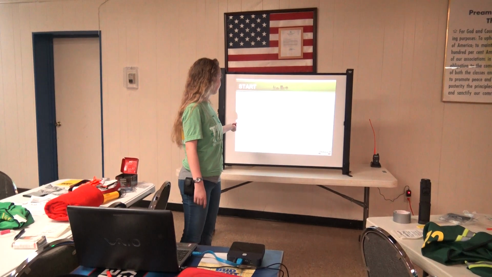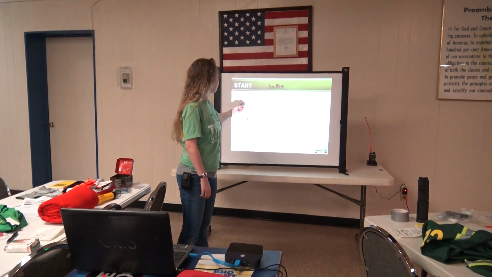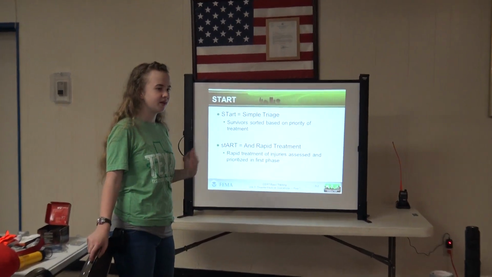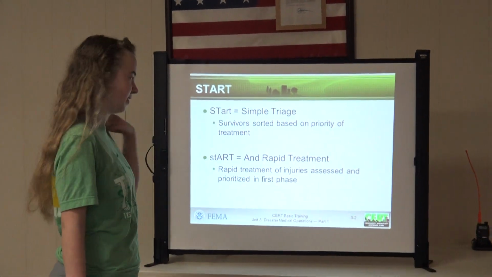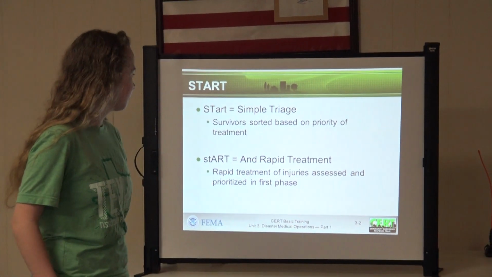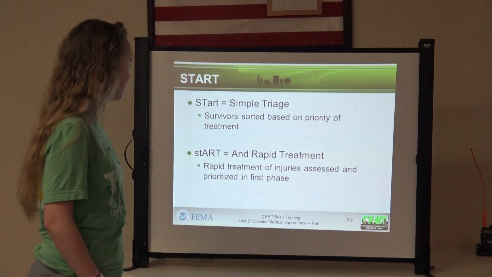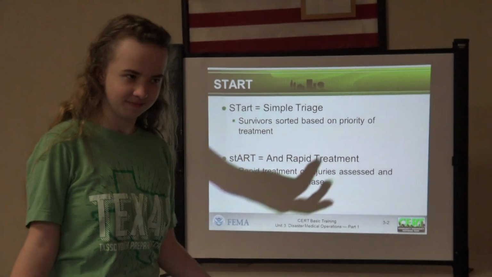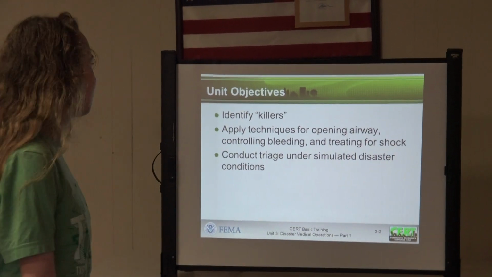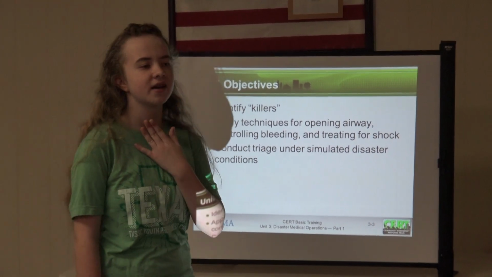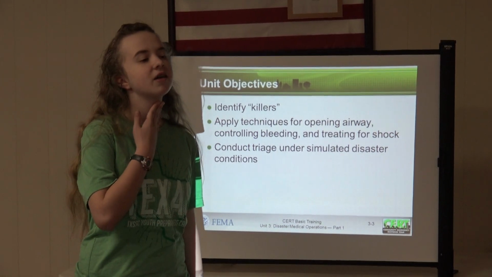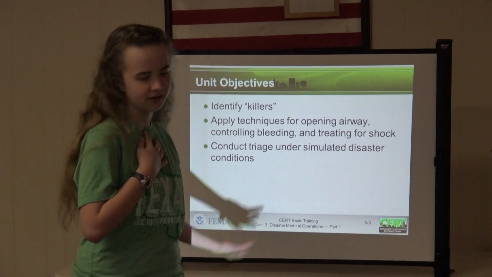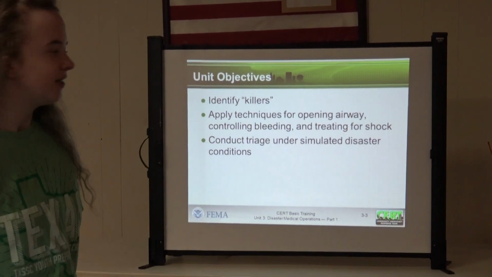So START, that's one of our acronyms. The ST means simple triage. You sort survivors in their categories: immediate, delayed, dead, and walking wounded. And then the ART is and rapid treatment. Basically, you treat the eyes first, because if you don't, then they're going to move into the D section. Identify killers. One of the killers are like blocking throat, arterial bleeds, and yeah, we're going to do a simulated disaster, so you'll see more.